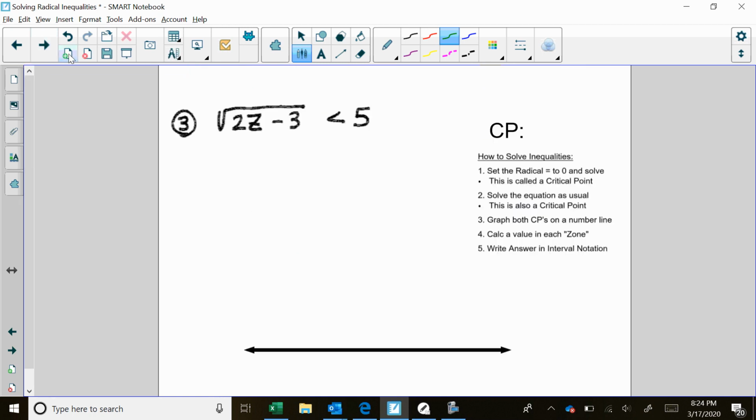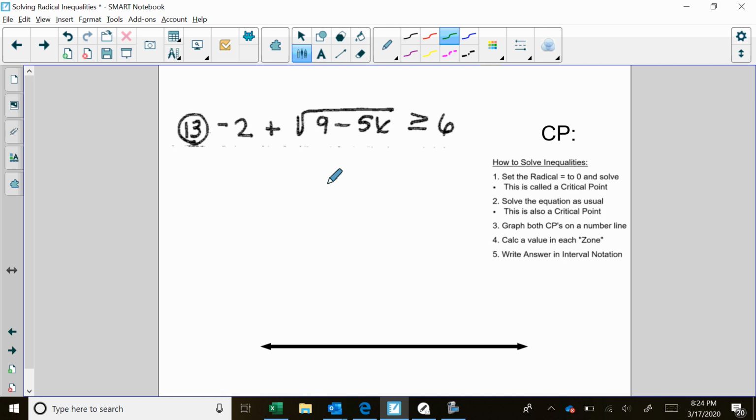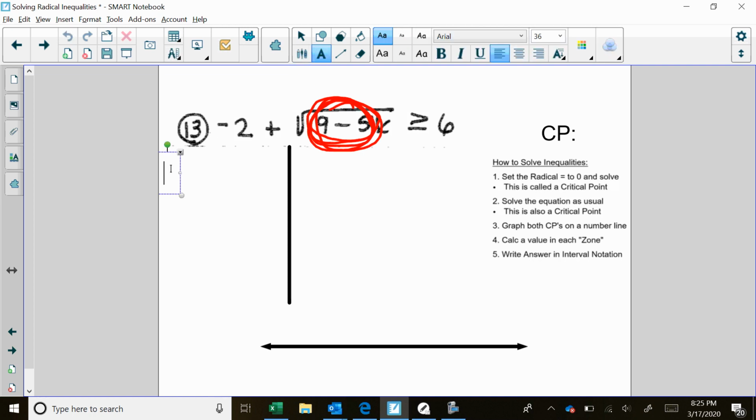All right, so I'm going to skip ahead and do number 13. It's a little bit more to 13 than usual. This is probably the hardest one you guys have. First critical point. Take 0, put it in place of the radical. So that leaves us with this. Negative 2 is greater than or equal to 6.